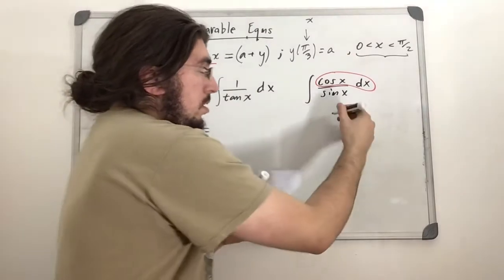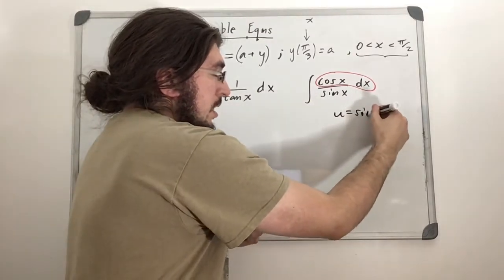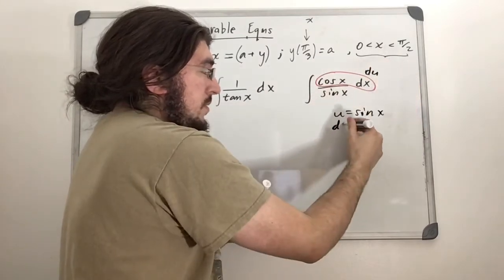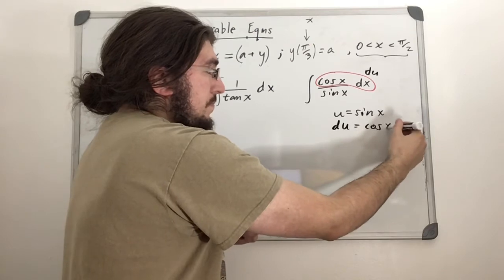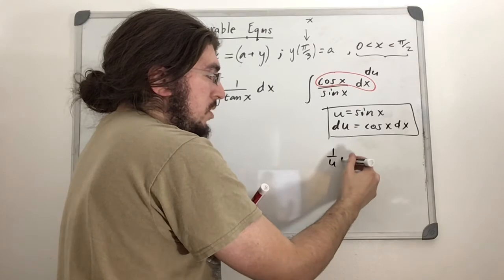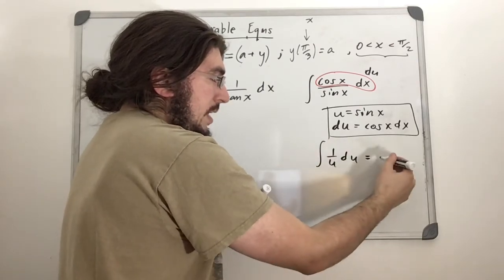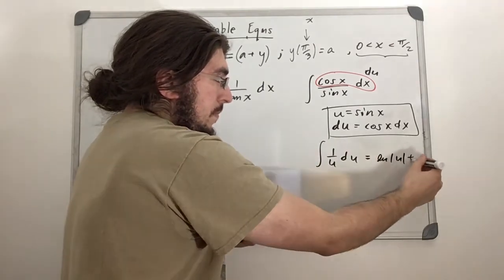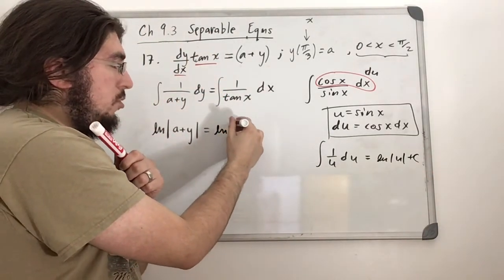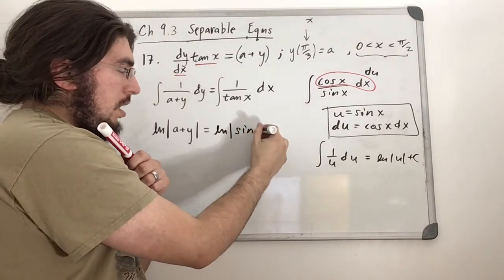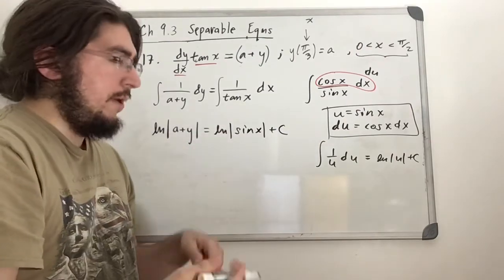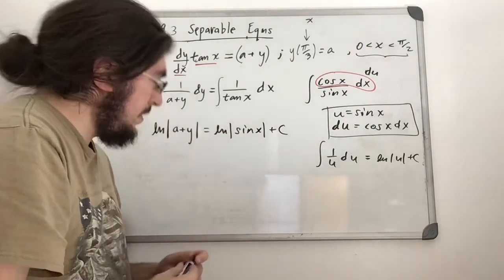If we let u equal sine of x, you can see from what I circled here in red, this would be du. So du is going to be cosine of x dx. Perfect. So naturally, this integral will just turn into 1 over u du, and the integral of that is ln of u plus c. So on the right here, we're going to have ln of sine, and then we have our plus c. Remember to only write plus c on one side. We learned that already for separable equations.